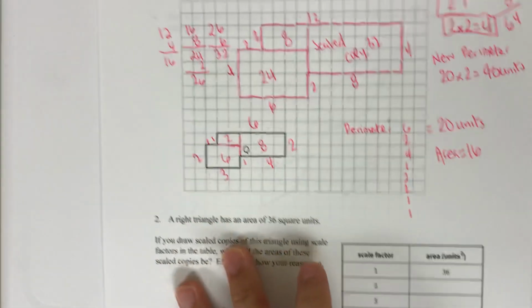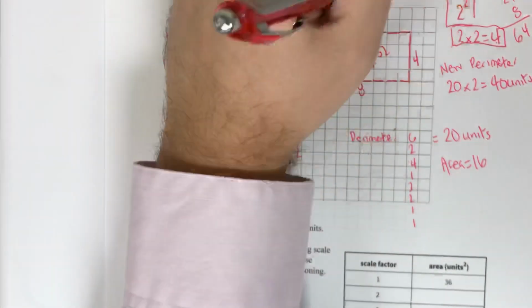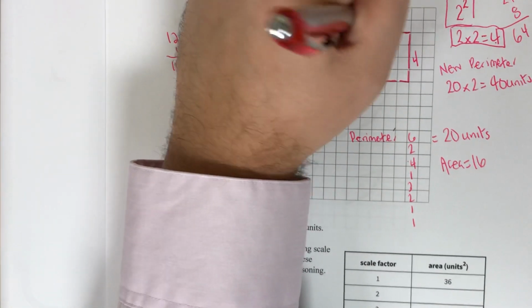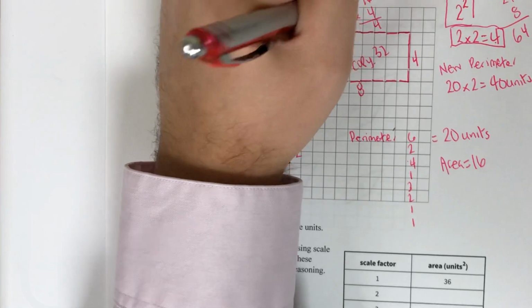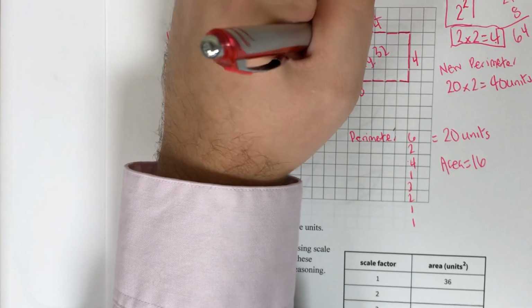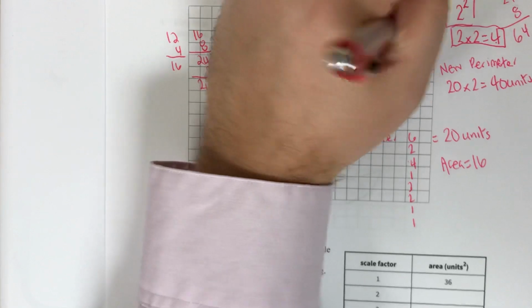So 64. Let's see, if we take 16 times 4, that gives us 64. 6 times 4 is 24. 4 times 1 is 4, plus 2 is 6. So our area is 64.